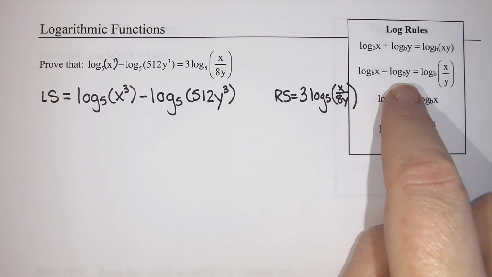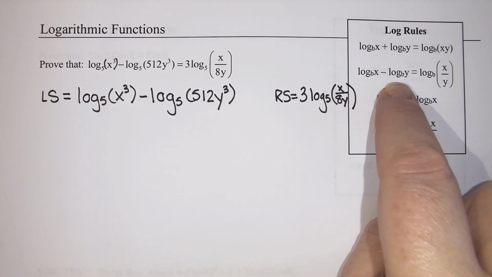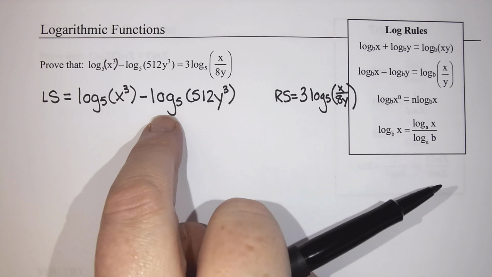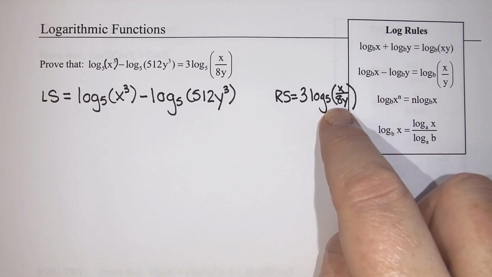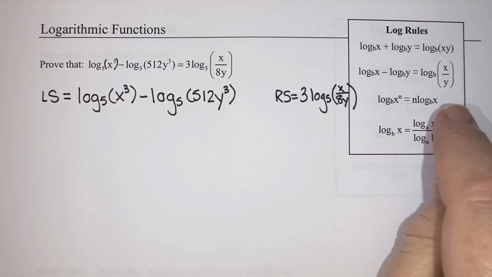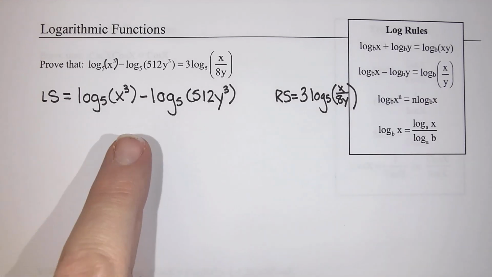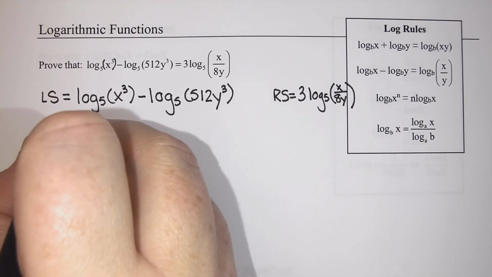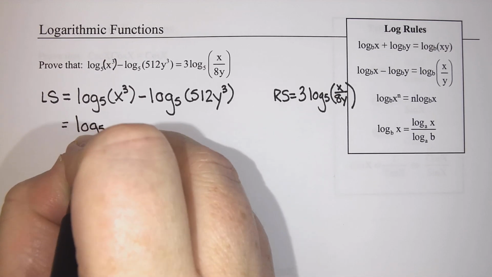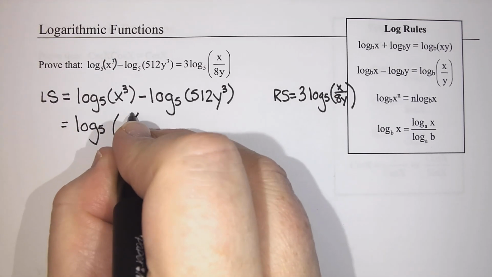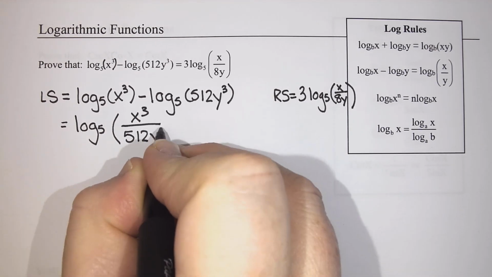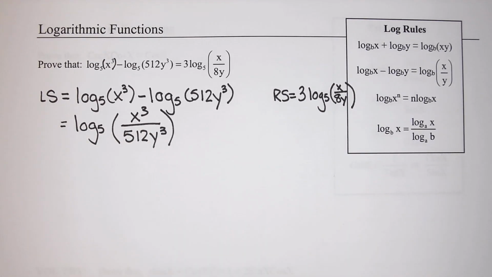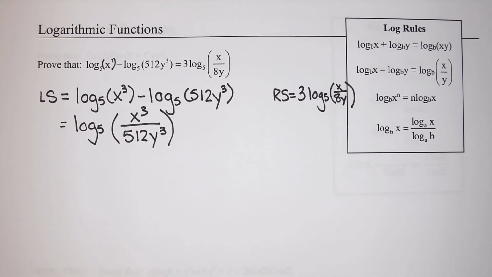But we do have a rule for subtraction of logs that says if you have the same base, which we do, we can combine 2 logs into 1 by dividing their arguments, which kind of makes sense because the other side has some division in it. So I'm feeling good about that. We're going to use this rule and combine these 2 logs together into 1. So it's going to be log base 5 of x cubed divided by 512 y cubed. They're different letters, so I couldn't really divide them.